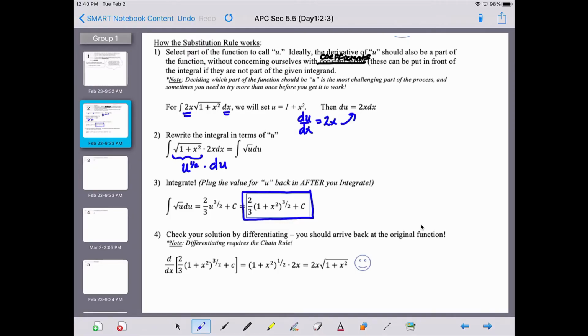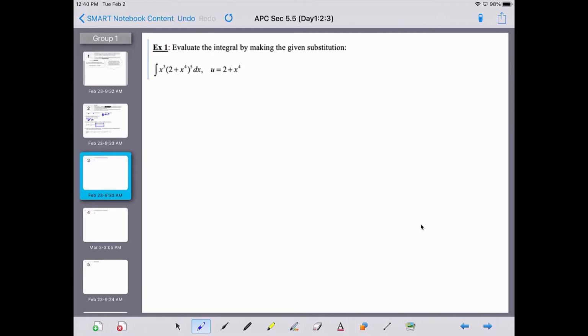So let's begin by trying another example here. Example 1 says, evaluate the integral by making the given substitution. So in this problem, I have told you what your u should be, okay? So we already know that if u is 2 plus x to the 4th, I'm just going to rewrite that, then my du dx, derivative of u with respect to x, is going to be equal to 4x cubed.